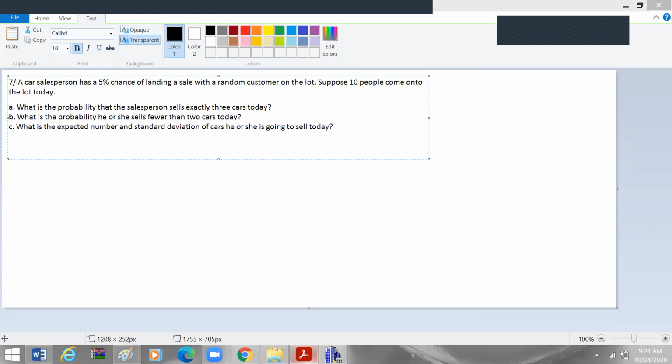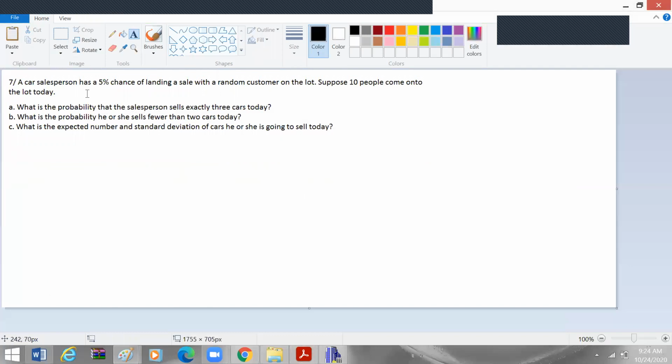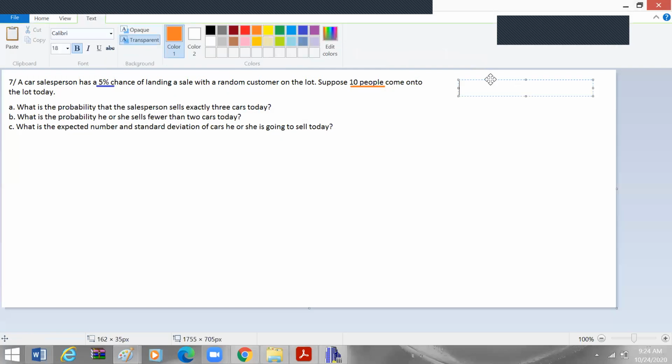Okay. Anyhow, we're going to go for the table. Before we go to the table, we need to identify the n and p, right? The p has to be in terms of percentage. Do we agree? So that would be equal to 5%, and the n that we have is 10 people. Suppose that we have 10 people come to the lot for today. In this case, we put them down: n equals 10, and p equals. Can somebody tell me what p is in this case? It's 5%. So how can we convert to a decimal number?